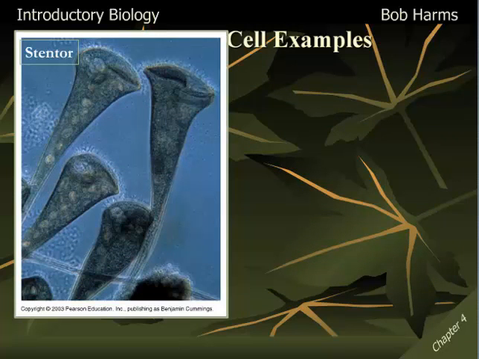This is stentor, which is another common eukaryotic single-celled organism. The cell is this funnel-shaped cell. It has little cilia or hairs that beat at the top there, and it actually creates a current. And this is a predator. As bacteria and other things swim by, they get caught in that current, and they get sucked down into the funnel, and that's how they make their living.